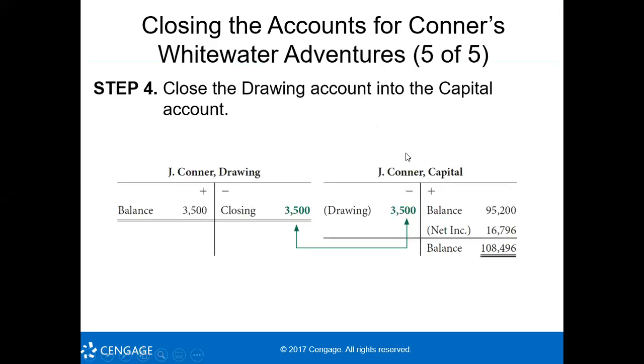All right. And then finally, we have to close out the owner drawing account. Again, owner withdraws or owner drawings have a normal debit balance. So to close it out, we've got to credit it. And owner drawings reduce owner capital. So we're debiting owner capital, which reduces owner capital, crediting owner withdrawals or crediting owner drawings.